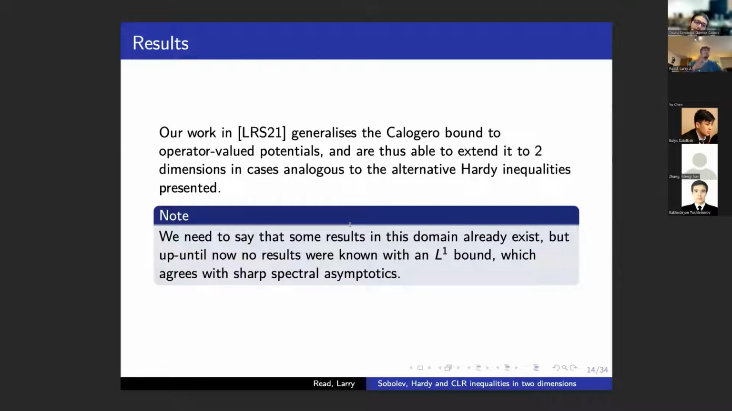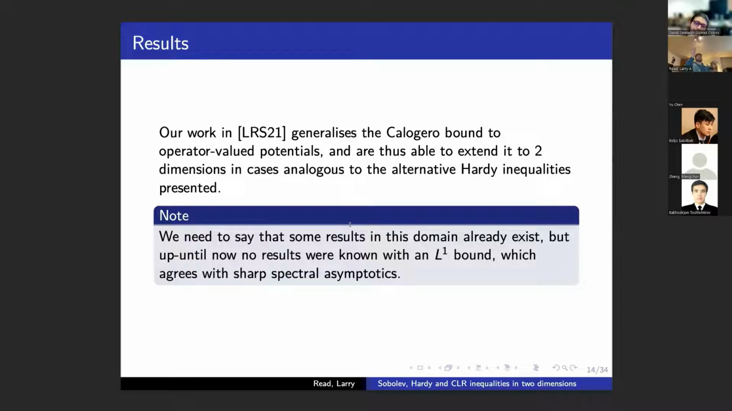And I should say that some results in this were already known in the same sense, not for the operator valued part, but for 2-dimensional CLR type bounds. But none up until now were known with the L1 bound of the potential on the right hand side, that is V to the power of D over 2, where D is obviously equal to 2 in this case. And the importance of this is that we know the spectral asymptotics of the number of eigenvalues in this case.